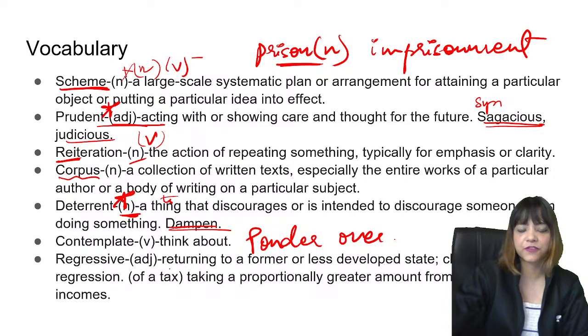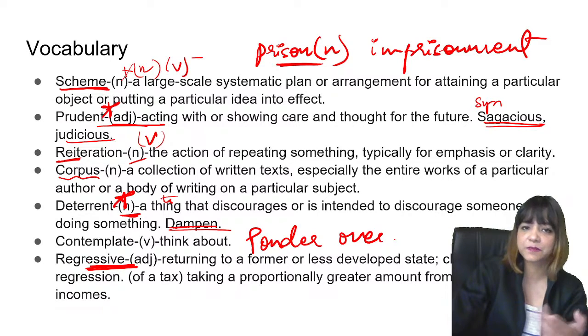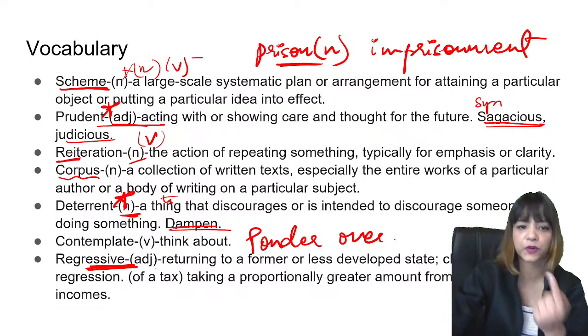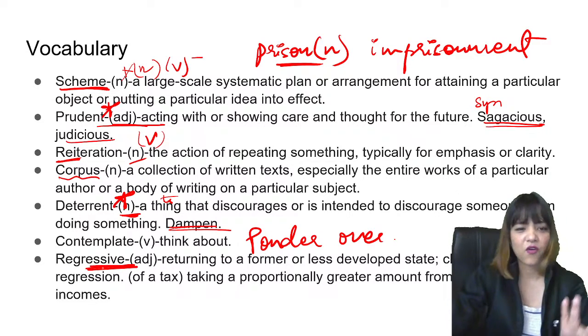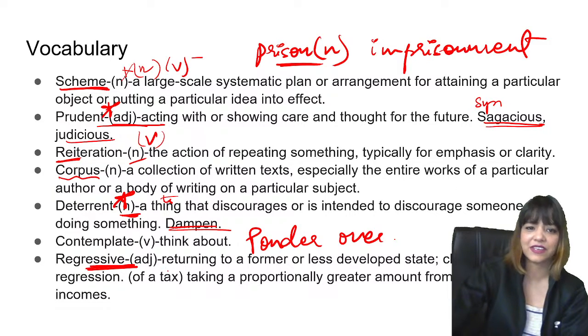Regressive is an adjective which is basically about movement. Regressive, aggressive, progressive. Regressive is backward, progressive is forward. So what would be the opposite of regressive? Progressive, right? Excessive, all these are adjectives. Anything ending with SSIVE is always an adjective and it is always about movement.